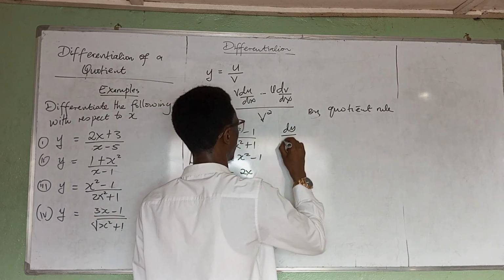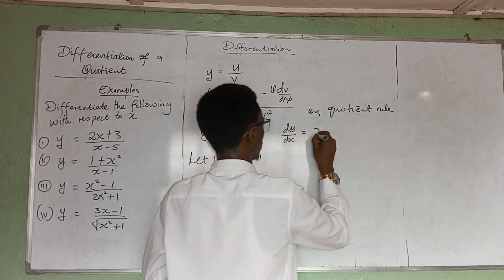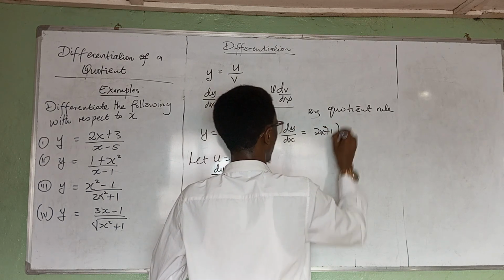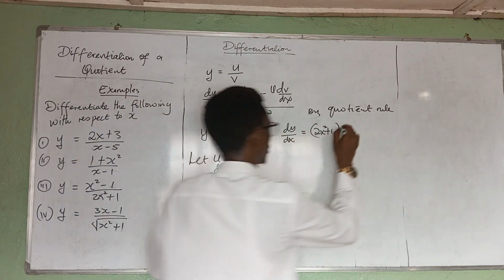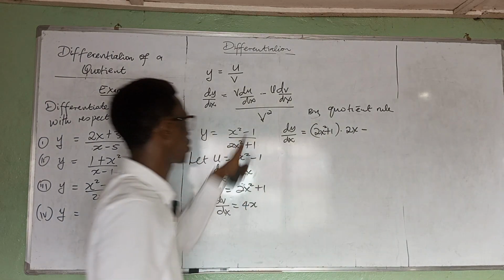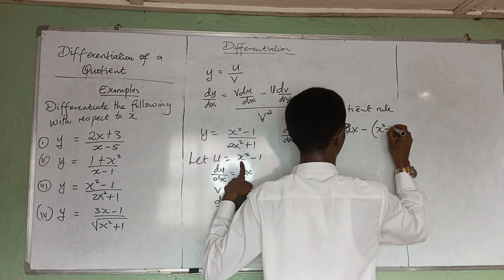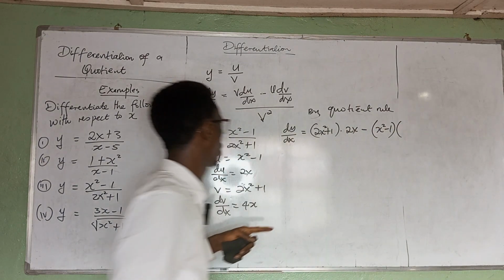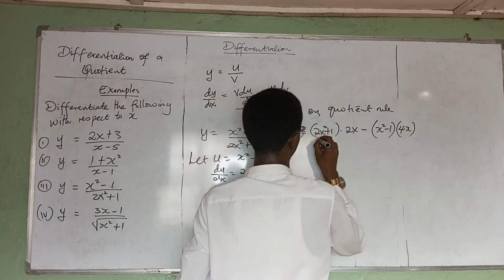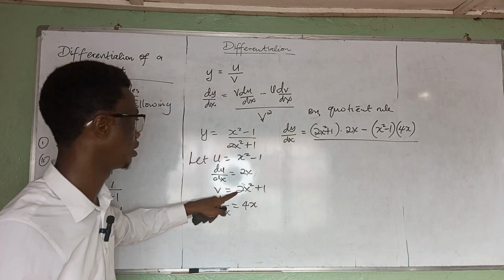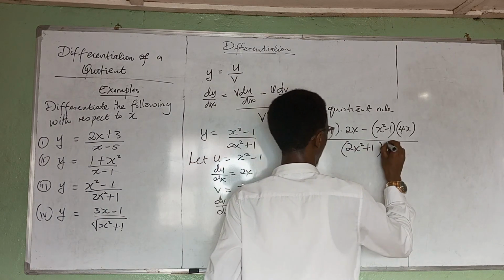So dy by dx becomes, what is your v? Your v is 2x squared plus 1. 2x squared plus 1, one bracket, multiply that by du by dx, which is 2x, minus, what is your u? Your u is x squared minus 1, x squared minus 1. Then what is your dv by dx? Your dv by dx is 4x. Close bracket, everything here divided by your v, which is 2x squared plus 1 all squared.